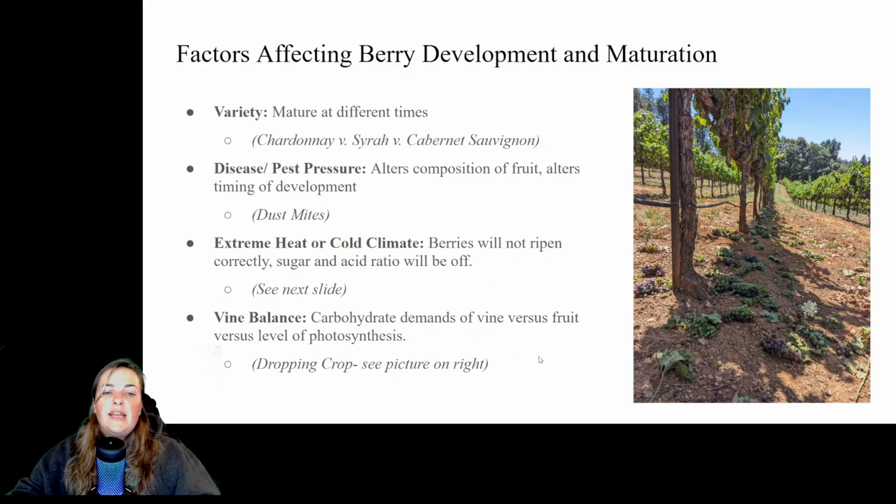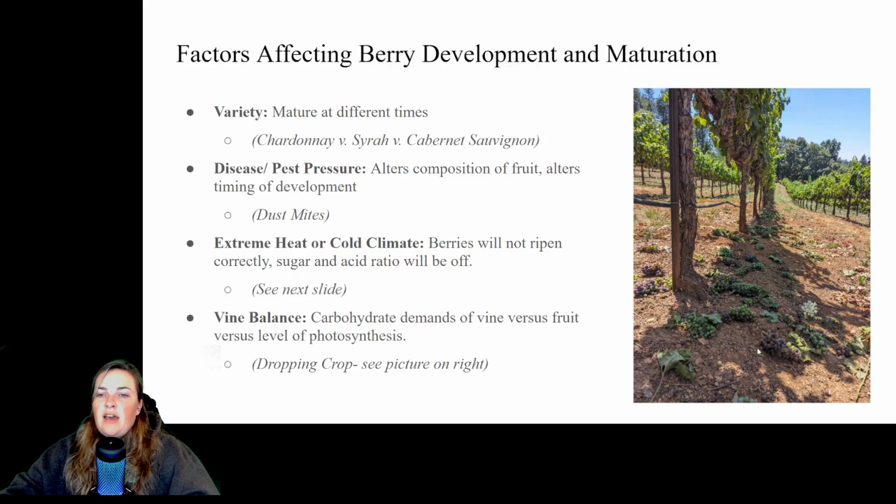And then also vine balance. We talked about dropping crop a couple slides ago. This is a balance between making sure that the vine isn't overproducing fruit that it doesn't have the energy to ripen, right? So you would essentially drop crop to cut back the load of that grapevine so that it's only ripening a load that it can handle, basically.